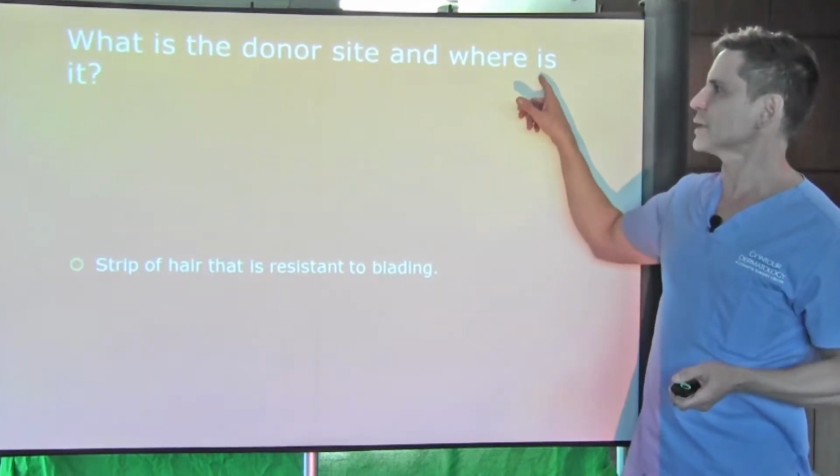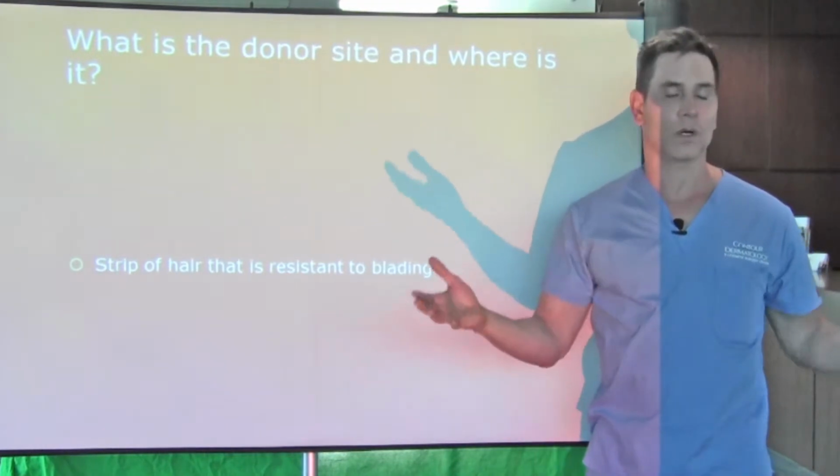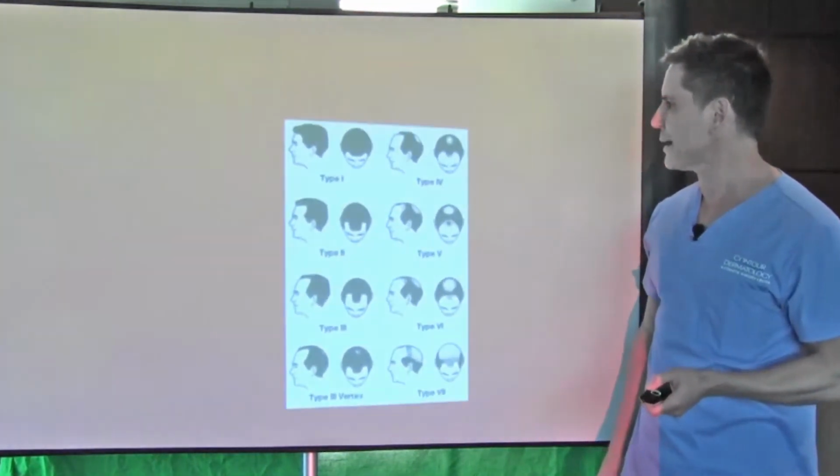So the question is, where do we get the hair follicles? And this is called the donor site, and where is it? Well, typically what we're going to do is we're going to take the hair from the back of the head.